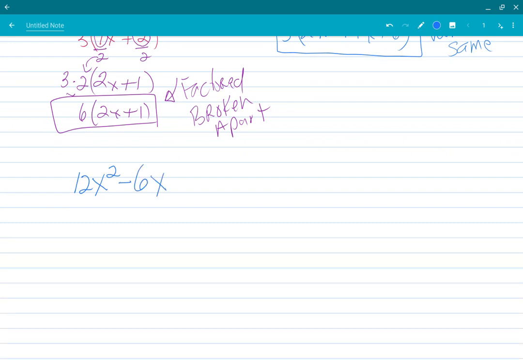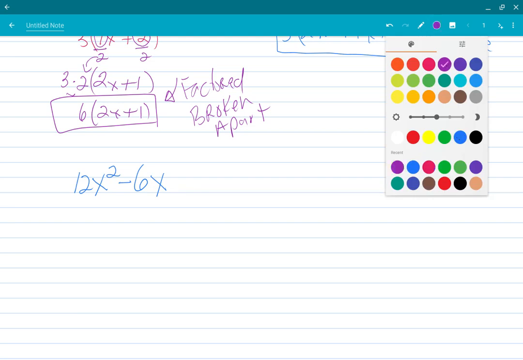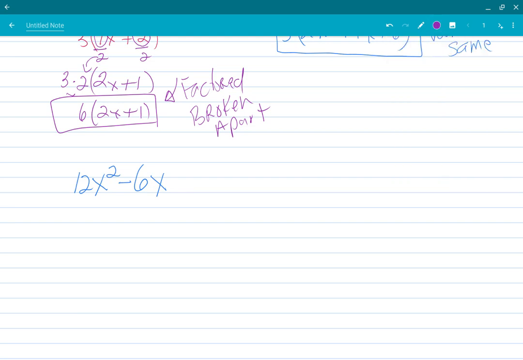Okay, all right. What number, it looks like I'm using the same numbers over and over. What's the biggest number that divides into 12 and 6? 6. So we divide by 6. Now, do you notice that they both have an x also? They both have an x, right? So couldn't we divide it also by 6x? And this is going to turn into 2x minus 1.